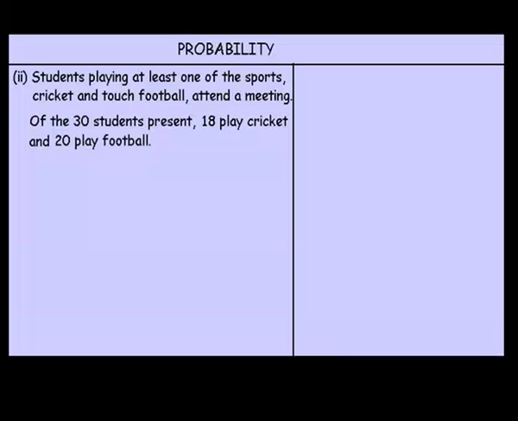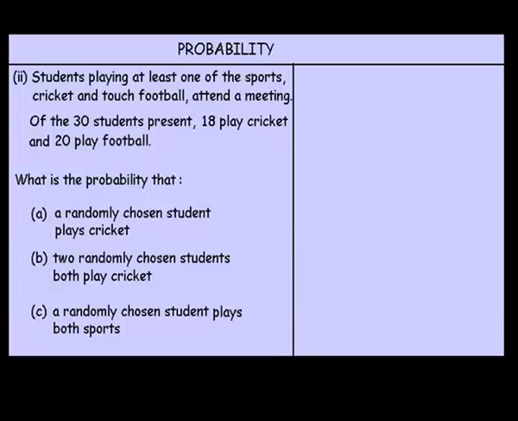Next question. Students playing at least one of the sports, cricket and touch football, attend a meeting. Now of the 30 students present, 18 play cricket and 20 play football. We're asked these 3 questions. What is the probability that a randomly chosen student plays cricket? 2 randomly chosen students both play cricket? And finally, a randomly chosen student plays both sports?